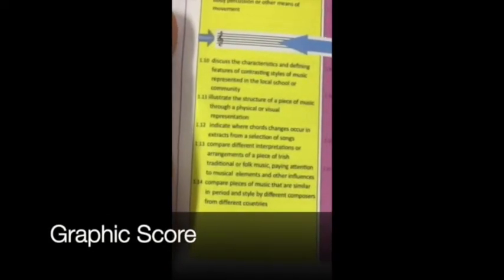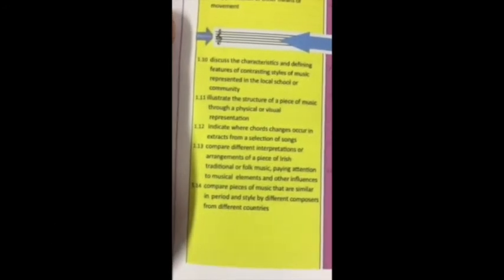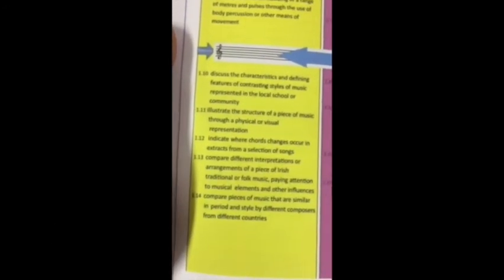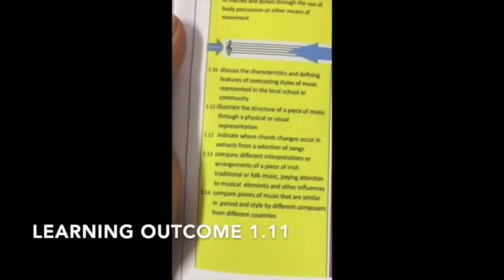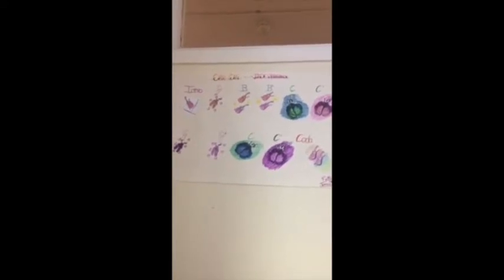So if you look at illustrate the structure of a piece of music through a physical or visual representation, that's procedural knowledge 1.11 in the appraising and responding section. My first years have made these posters. This one here is based on the can, and they would have used different pictures and ideas for each section, but some of the pictures would have slight changes in them, like the C section there. As you can see, the girls are in different coloured dresses, representing that it's C1 or C2, etc.